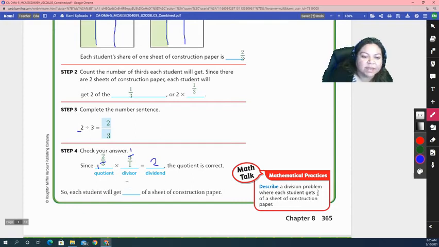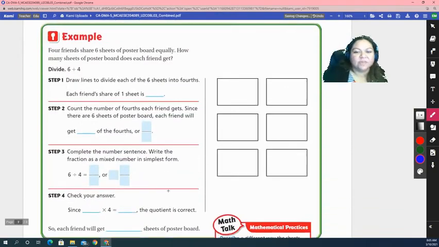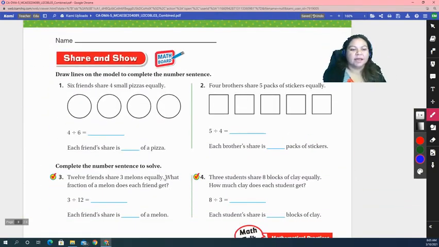So each student will get 2/3 of a sheet of construction paper. Now let's go ahead and try some problems. 6 friends share 4 small pizzas equally. So here's our 4 pizzas, and we have 6 friends. That means that we're going to divide each pizza by 6, right? So here I divided by 6.